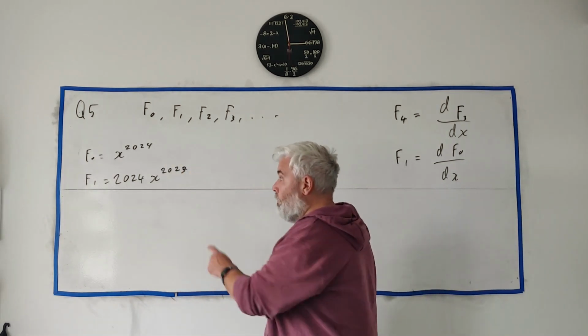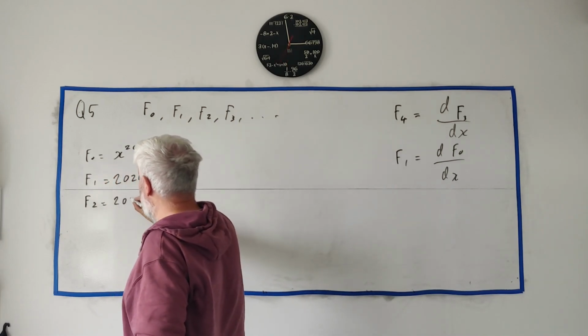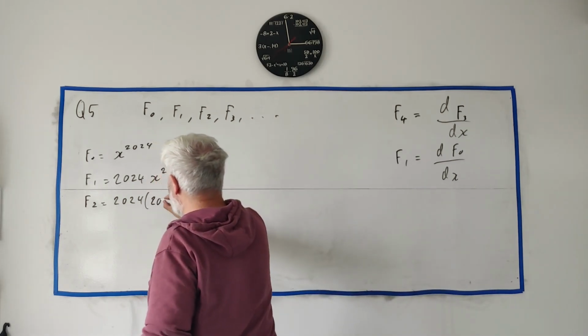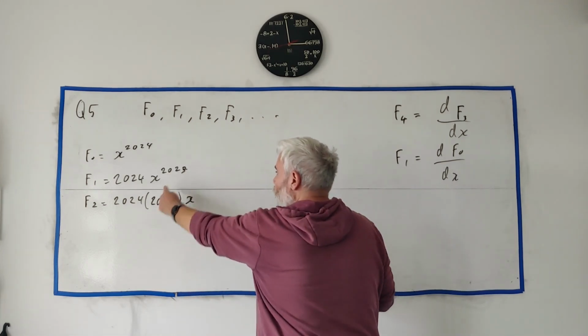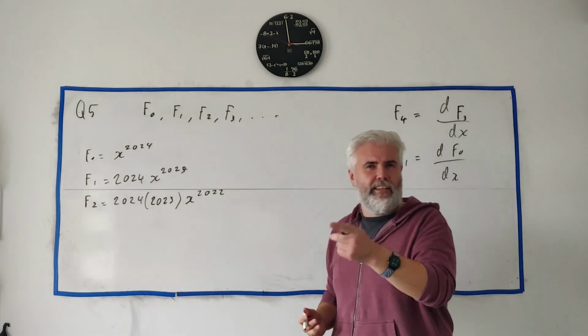23. What's the next one? The next one is the derivative again. And 2024 is still here. And now we multiply by this guy, 2023, then by x, and we take 1 away from that. X to the 22. And actually that's part 1.